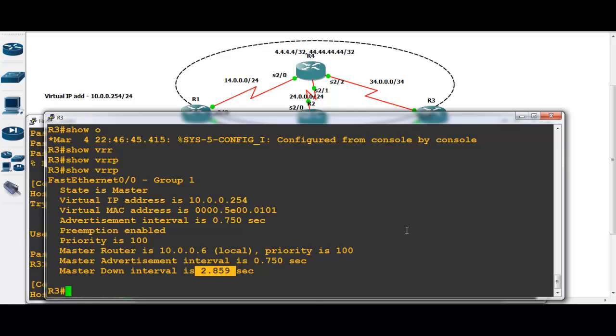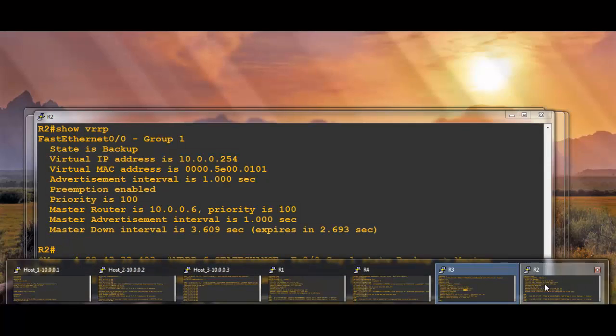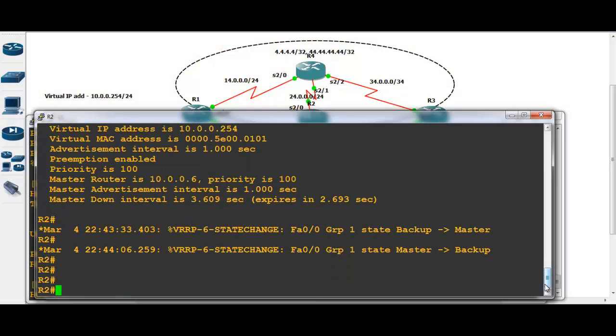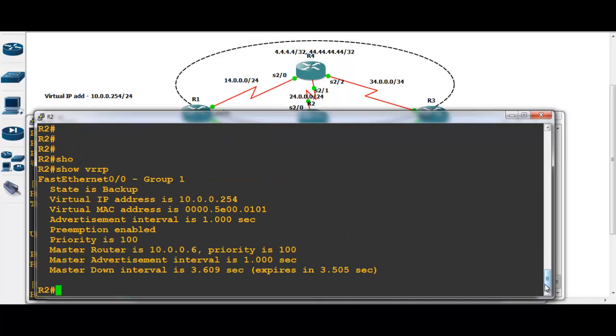There is one more nice concept in VRRP, that is learning the timer from the neighbor. Means, if the timer is not matching, see here the timer is 750 milliseconds, but if you go to router 2, the timer is not in sync. It's very important. Timers need to be in sync, otherwise it will fluctuate in a real scenario. Here the timer is not in sync. Now I want to tell router 2 and router 1 to learn the timer from your master.